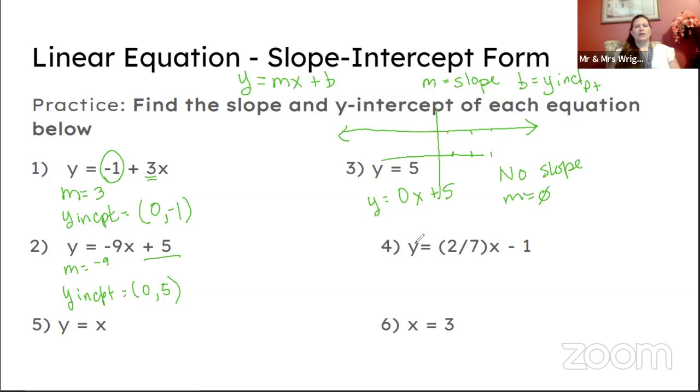Okay, so y equals 2/7 x. In this case, the coefficient of the variable, remember, is our m, or our slope. So m equals 2/7. This has a rise of 2 and a run of 7. If we start with 1 point, we're going to go up 2 and then over 7 until we get to our new point.